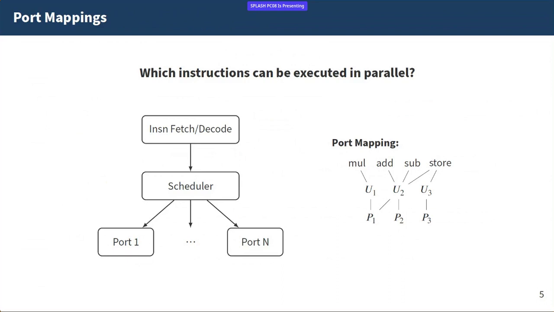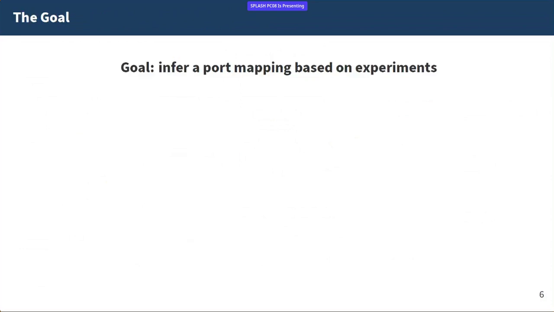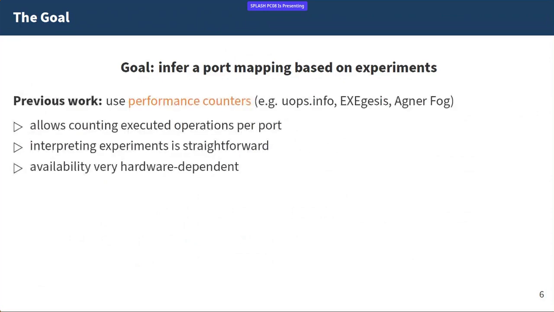So you would like to have this information to understand how fast the program can be and also to make your code as efficient as possible. But the hardware manufacturers typically don't provide this information. It's typically confidential information, which makes our lives, when we try to achieve peak performance, more difficult. Therefore, our goal is to infer such a port mapping, independently of what the hardware manufacturers say, from micro benchmarks and experiments. There has been previous work on that.